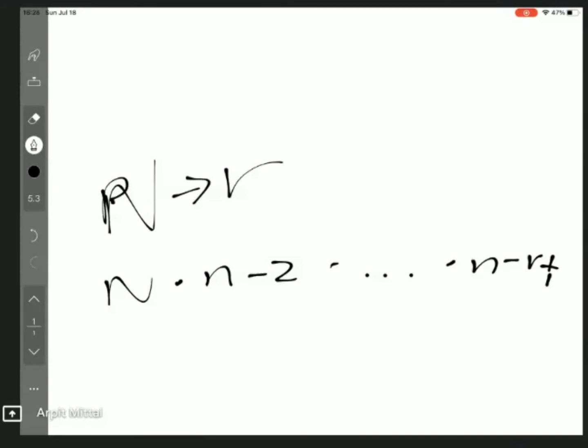But we're making a very big mistake here because we're actually overcounting each committee. Let's say R is equal to 2, so a committee of 2 people.